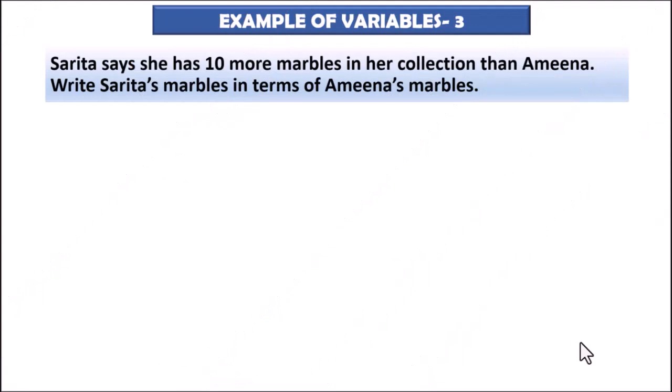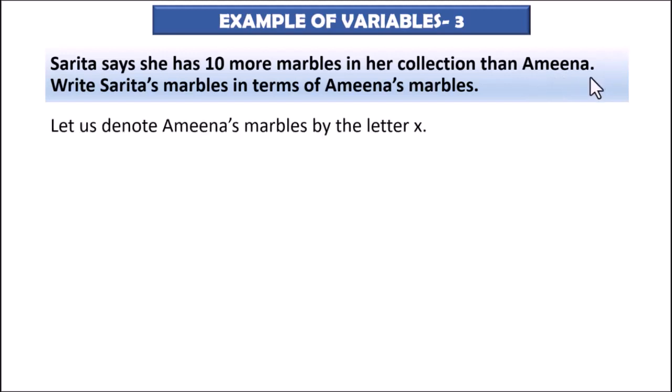Sarita says she has 10 more marbles in her collection than Amina. Write Sarita's marbles in terms of Amina's marbles. Now we know Sarita has 10 more marbles in her collection than Amina, but we don't know how many marbles Amina has. So what is the unknown here? The marbles with Amina, that is the unknown number. So we will denote Amina's marbles by the letter x, which is a variable.